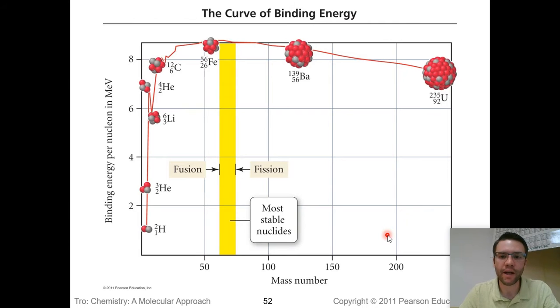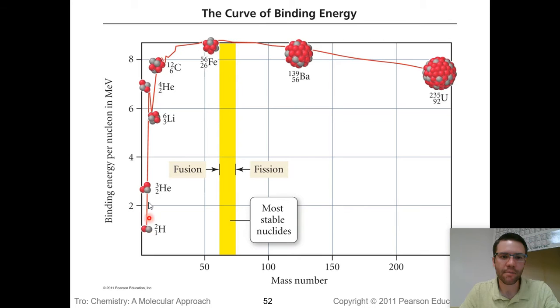And if you look at all of the atoms on the periodic table, or all the elements, you'll get a curve like this for binding energy. And binding energy is the highest for iron. So this is the most stable element on our periodic table. Most stable nuclides are right next to iron.